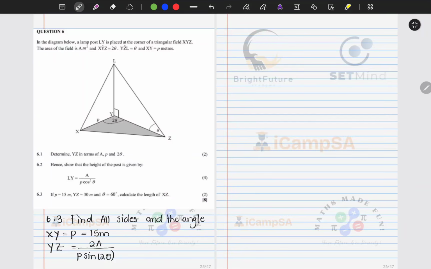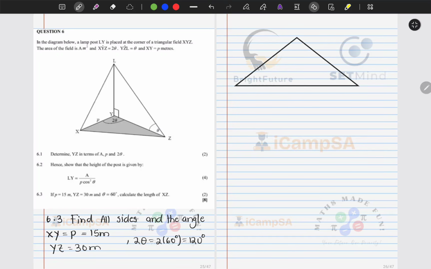So let's go ahead. We are trying to calculate XZ. We're given the P, while YZ has been given as 30. Okay, that makes our life very easy. So they give us YZ to be 30 meters. Now, if you observe carefully, we have 2 times the angle, which is 2 times 60 degrees, which becomes 120 degrees.